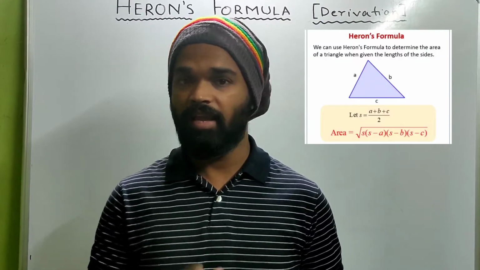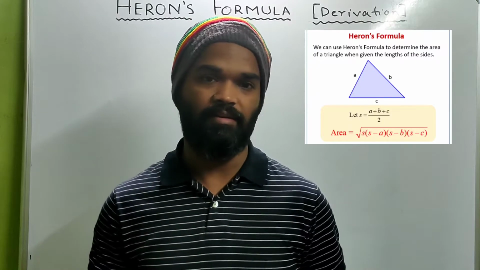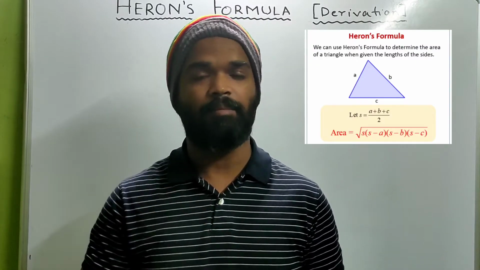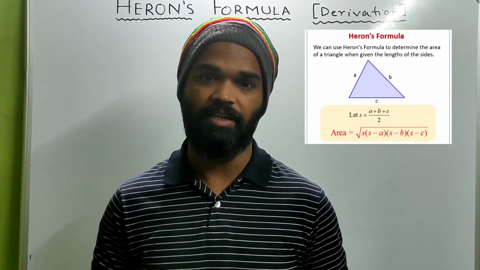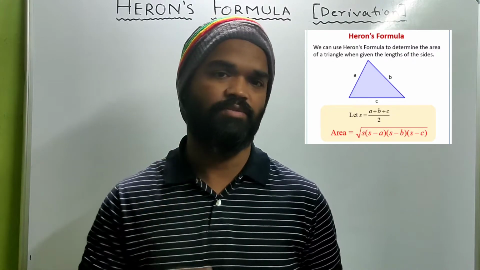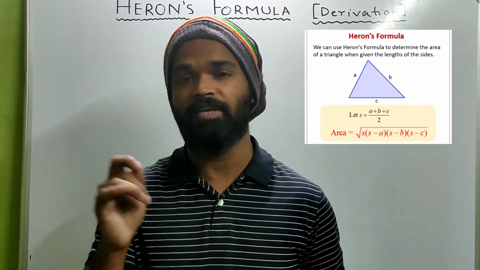Now we know that for any triangle, if you know the three sides of the triangle, then the area of the triangle is given by root of s multiplied by s minus a multiplied by s minus b multiplied by s minus c, where a, b, c are the sides of the triangle and s is the semi-perimeter, which is equal to (a plus b plus c) by 2.